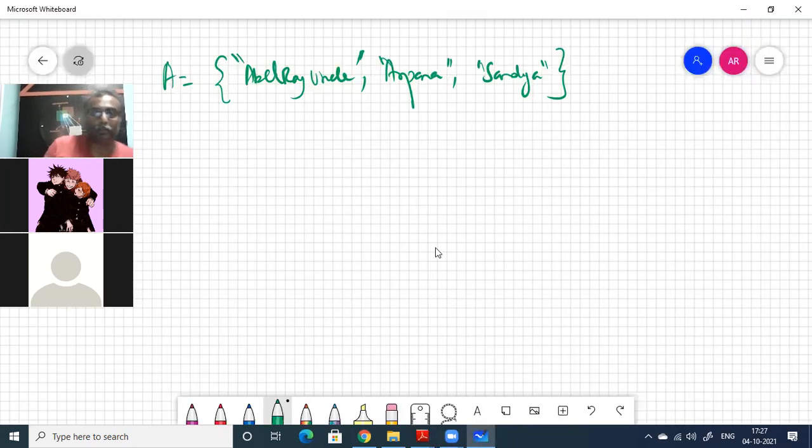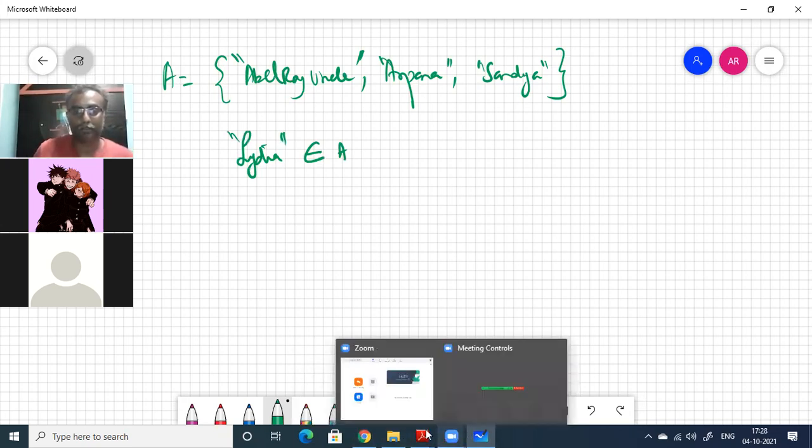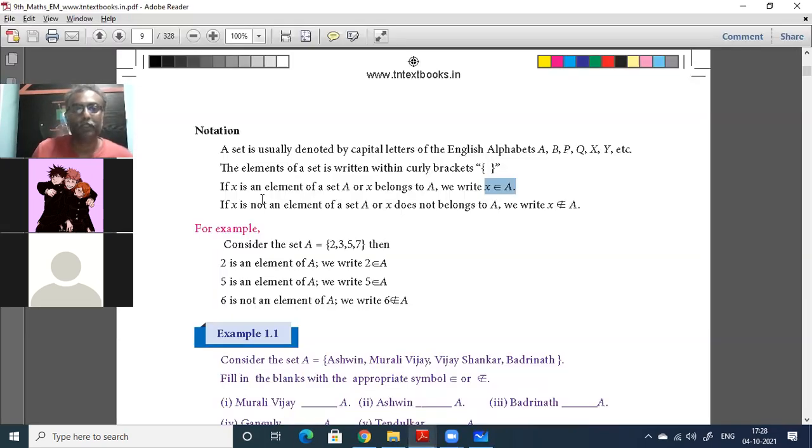Am I saying what I am saying is right? You must tell me. Is it true or false? False, uncle. Very good. If x is not an element of A or x does not belong to A, you just cross it out.